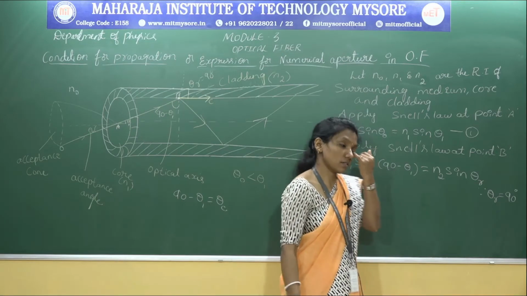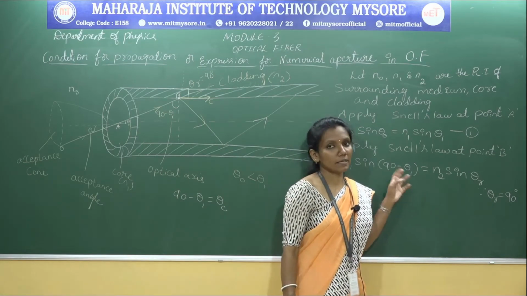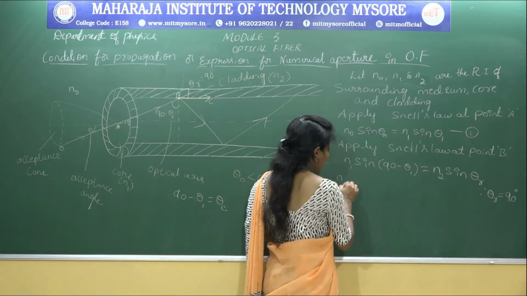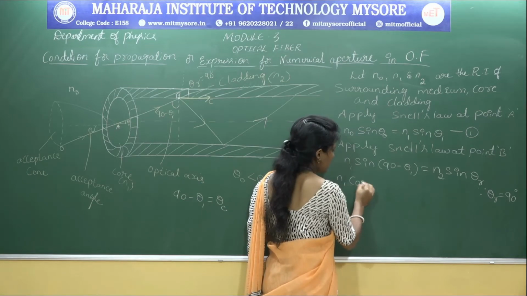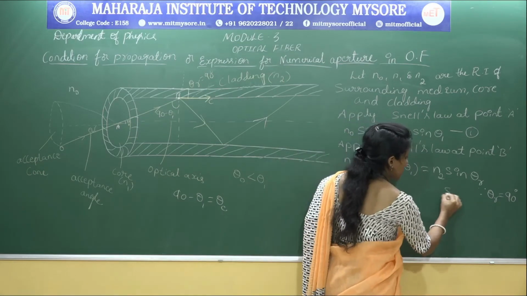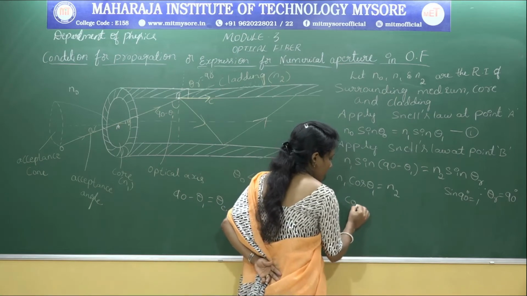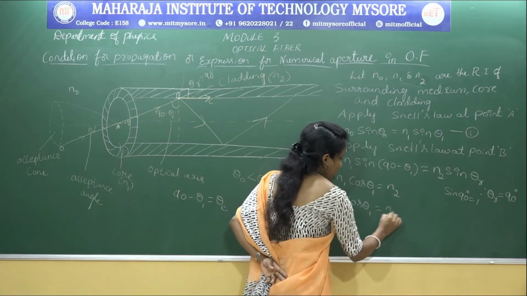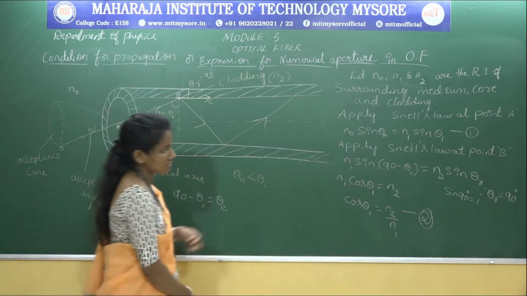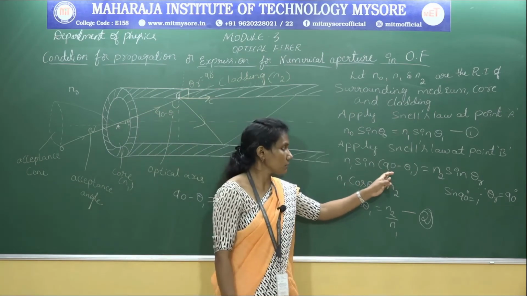Sin of 90 minus theta 1 is equal to cos theta 1, because for 90 and 270, sine becomes cos and cos becomes sine. So that gives N1 cos theta 1 is equal to N2 sin of 90 degrees. Sin 90 degrees is equal to 1, so we get N2. Writing in terms of cos theta 1, we get cos theta 1 equal to N2 by N1. Name it as equation 2. In the first quadrant all values are positive only.